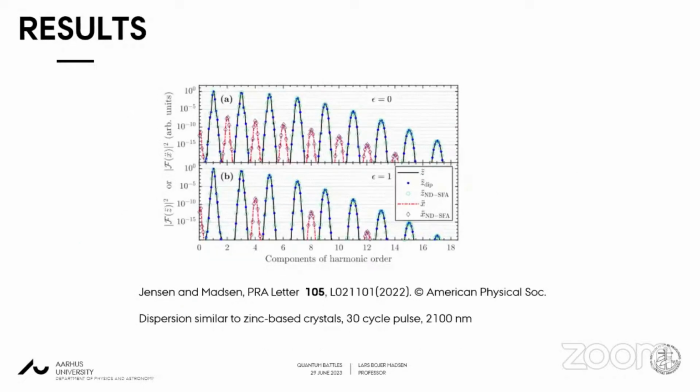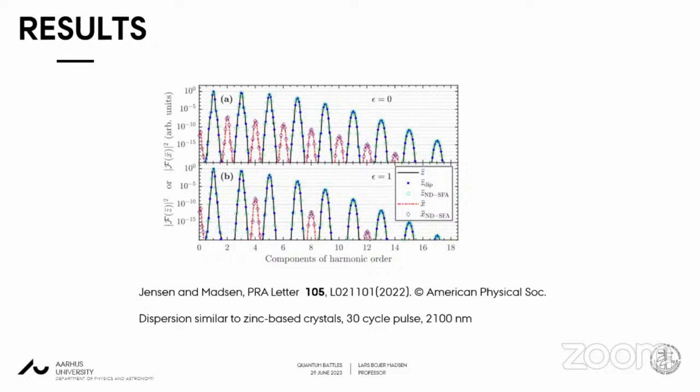We took a dispersion similar to some zinc-based crystal, a 30 cycle pulse and 2001 nanometer. The effect we look at here increases. If I crank up the wavelength, I will have more non-dipole signatures. Here in the top, it's a linearly polarized light field, and in the bottom, it's a circular polarized light field. And there are many curves here. Let's focus on some of the black ones here.